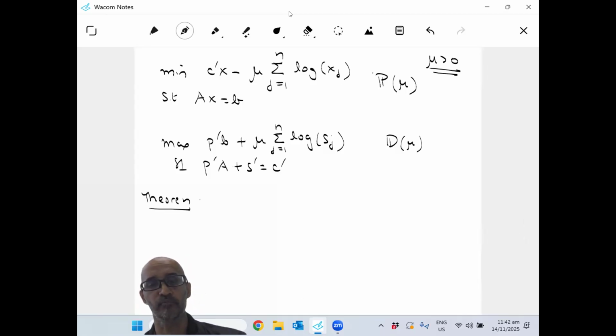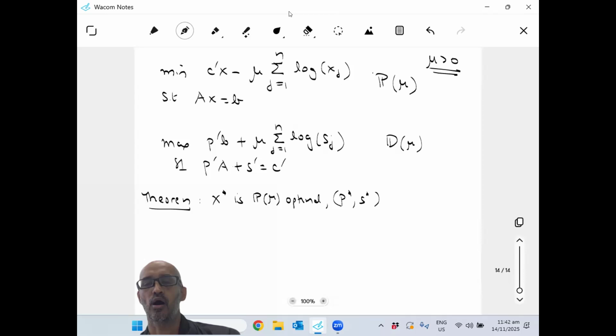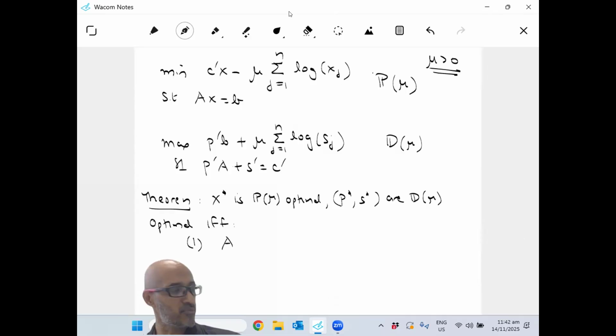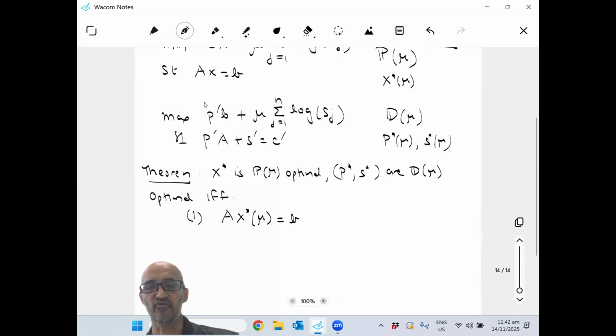Here is a theorem. What does the optimal solution look like? x star is primal optimal, and p star and s star are dual optimal, if and only if they satisfy the following conditions. First, primal feasibility: A times x star, which I'm going to call x star of mu, equals b. The optimal solution will depend on mu, so I can parameterize everything by mu.